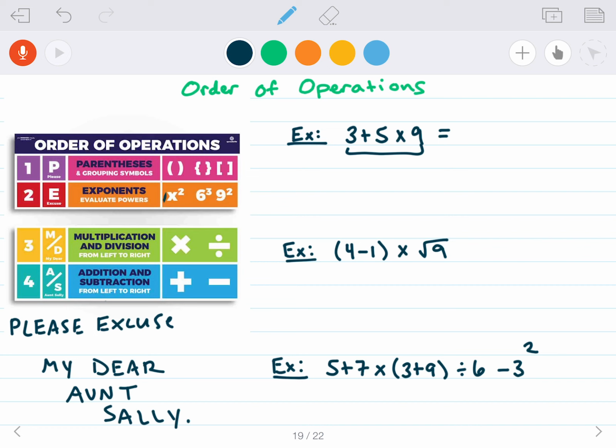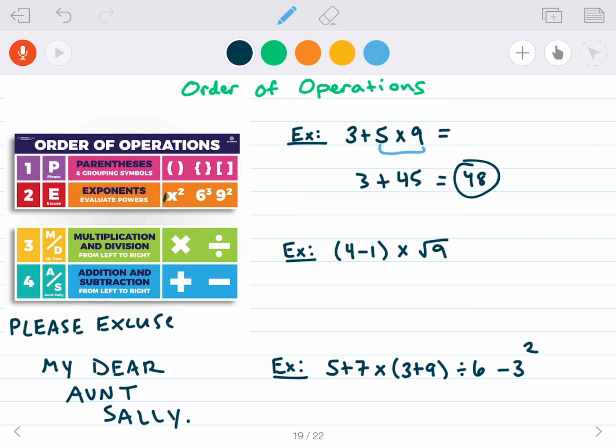So we have 3 plus 5 times 9. PEMDAS tells me that M comes before A. Multiplication comes before addition. So I do this part first. So this is 45, 5 times 9. And then I just carry everything else down. Last thing to do is add. So this is going to give us a final answer of 48. That's my answer here.